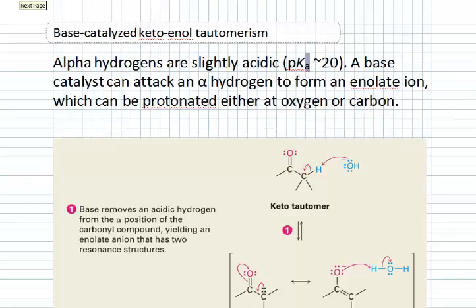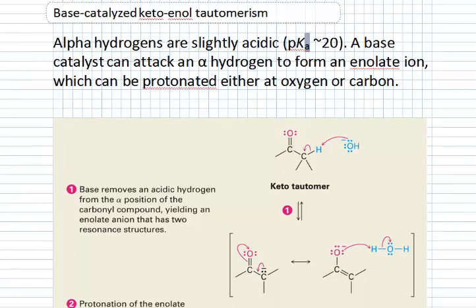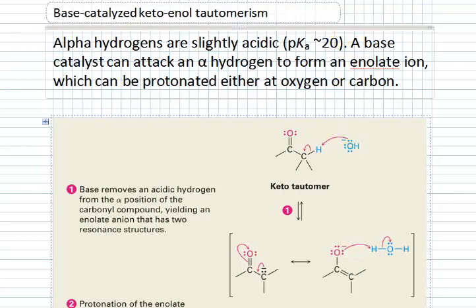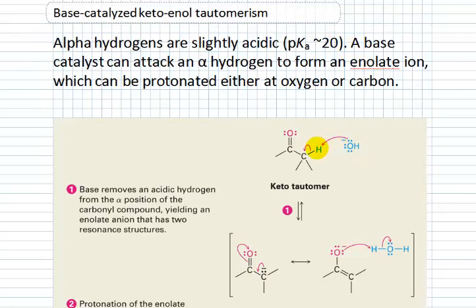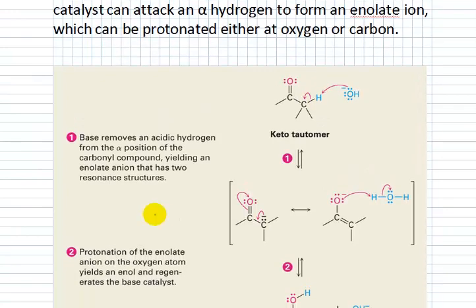Okay. The base catalyzed mechanism is another way that we can go. We'll talk about this in detail in just a few minutes, but alpha hydrogens, it turns out, are slightly acidic. They have a pKa of around 20, so they're not as strong as alcohols, but stronger than things like amines or just regular CH bonds. So if I have a base catalyst like hydroxide, that can attack an alpha carbon, and it forms what's called an enolate ion. That's this.